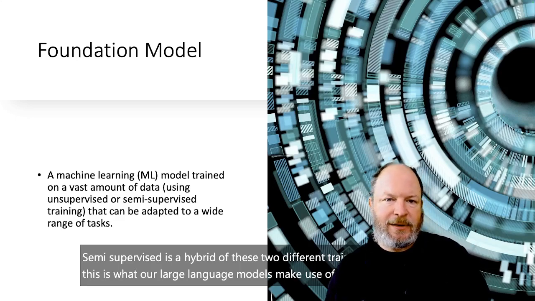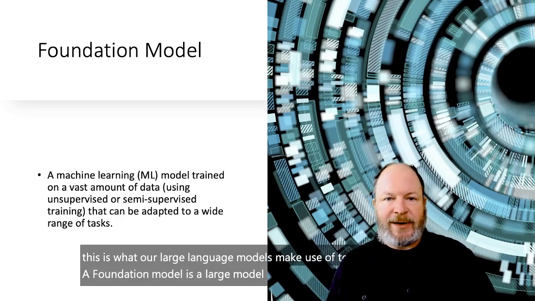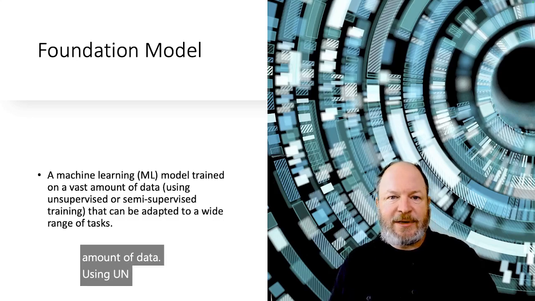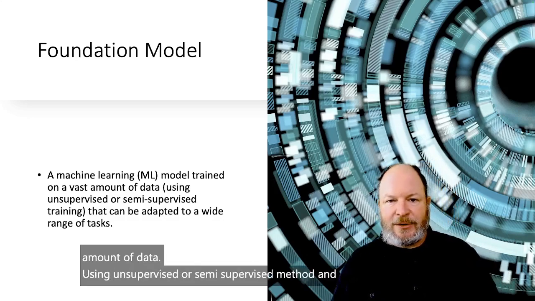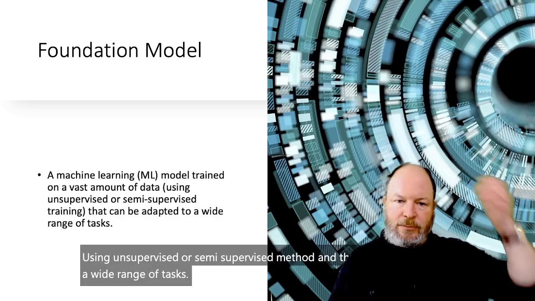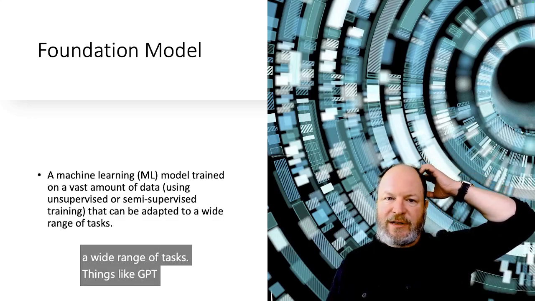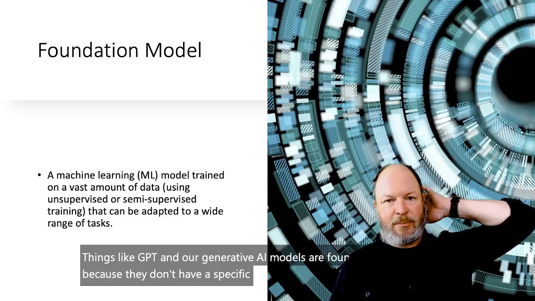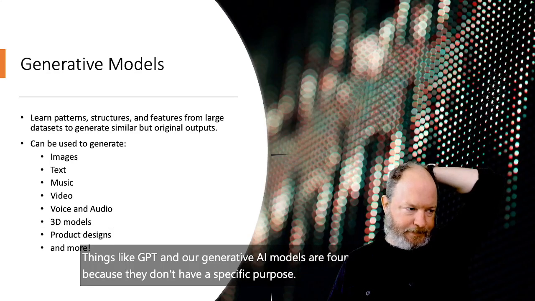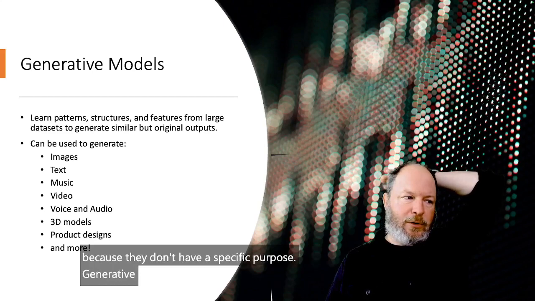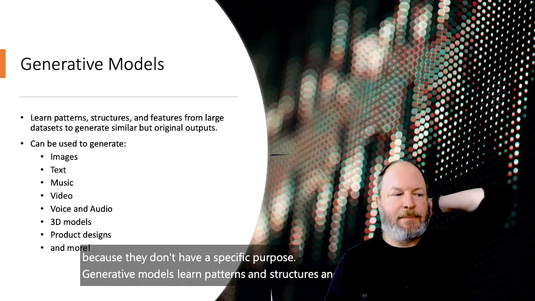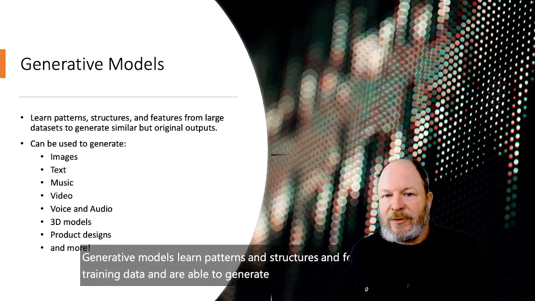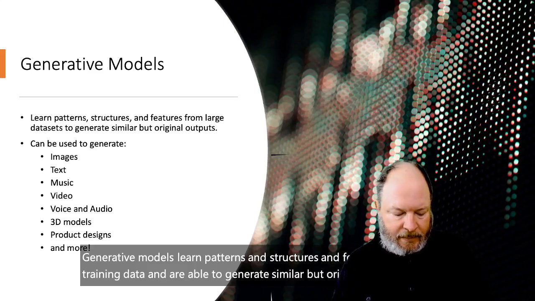A foundation model is a large model that's trained on an enormous amount of data using unsupervised or semi-supervised methods, and that can be adapted to a wide range of tasks. Things like GPT and our generative AI models are foundation models because they don't have a specific purpose. Generative models learn patterns and structures and features from their training data and are able to generate similar but original outputs. Let's see what this looks like now.